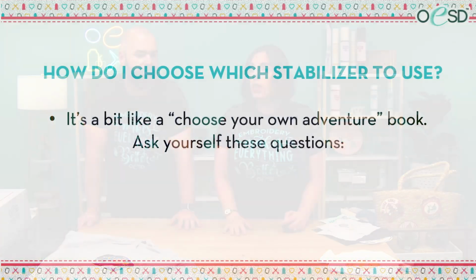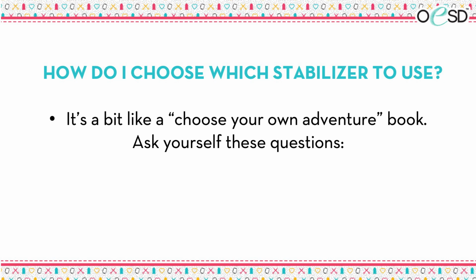So how do we choose what stabilizer to use? We become stabilizer detectives. Yes. So this is kind of like a choose your own adventure book. I loved those. Right? Do they still do those? You have kids. I don't know that they have those. You should get those. Exactly. You'd like them. Okay, so you're going to ask yourself a bunch of questions. Let's do it. All right.